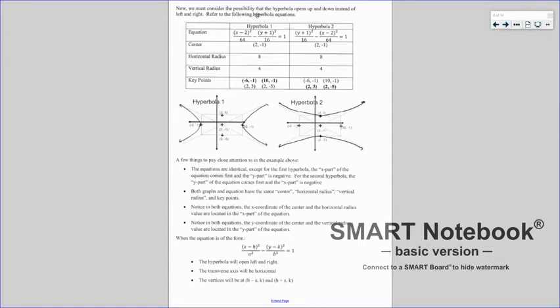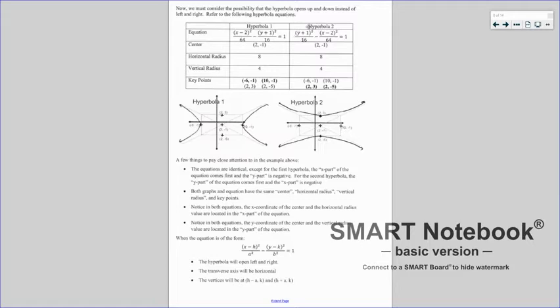All right, now let's consider the possibility that the hyperbola opens up and down instead of left and right. We refer to these two equations. So here I have a left and right one that we have just looked at. Now I have an up and down one because it's (y + 1) squared over 16 minus (x - 2) squared over 64 equals 1. So this one is going to open up and down, but the steps are still the same. Find the center. The x coordinate is with the x, so it is 2.